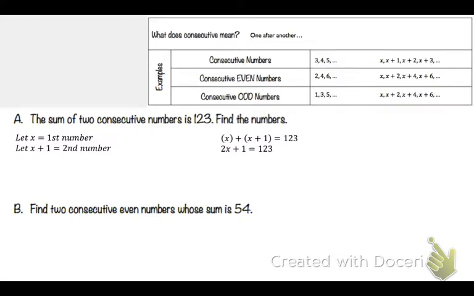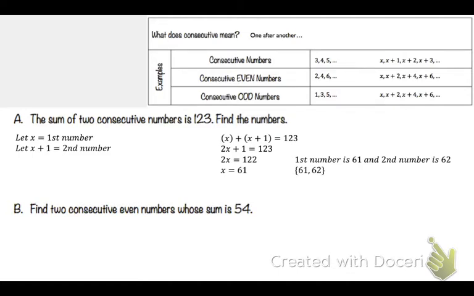Then x plus x is 2x plus 1 equals 123. Subtract that 1 over. I get 2x equals 122. Divide by 2. I get x equals 61. So that means 61 is my first number. 62 is my second number. And I'm just going to write that as a solution set.